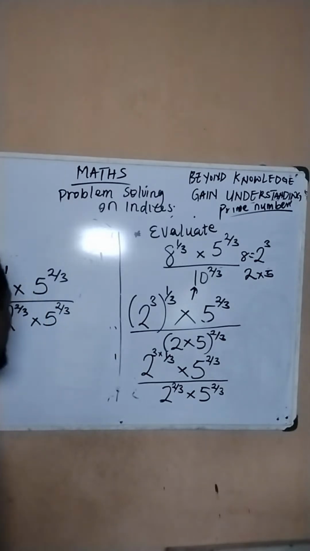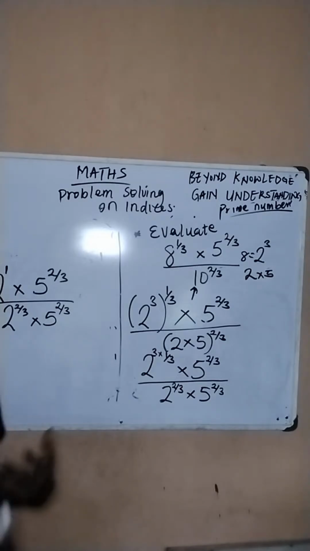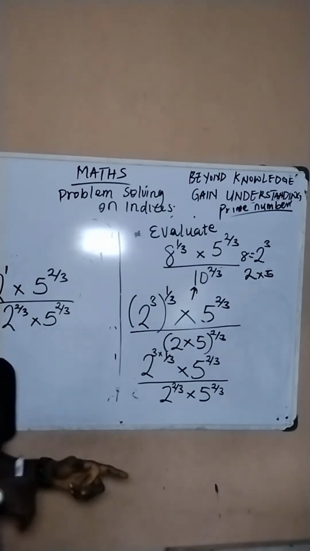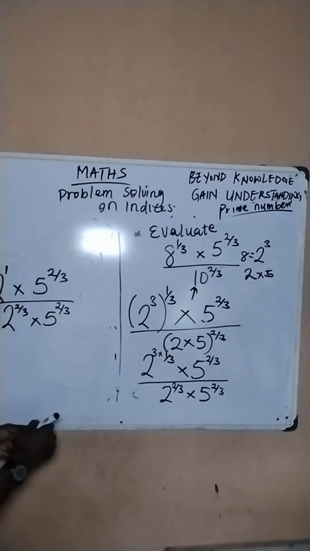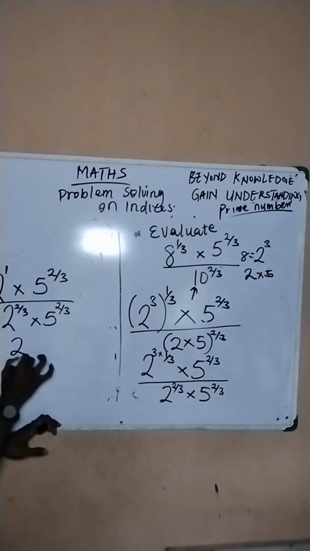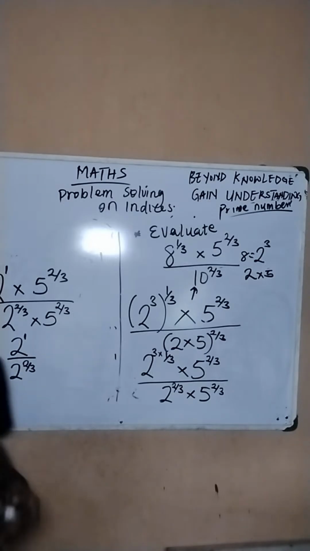So I'm going to proceed and continue from where we left off originally. So here we are. What do we do next at this particular point in time? Well, I could employ the concept of division of indices. And what do I basically do here? What I'm basically going to do here is simply separate this into 2 raised to the power of 1 all over 2 raised to the power of 2 over 3.